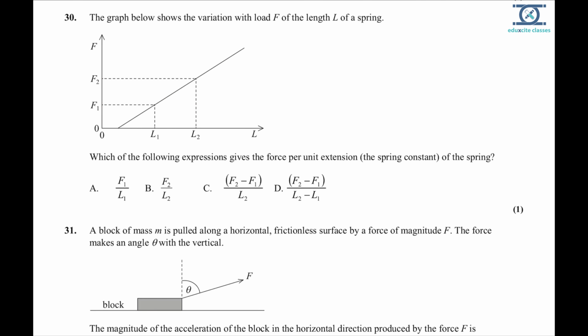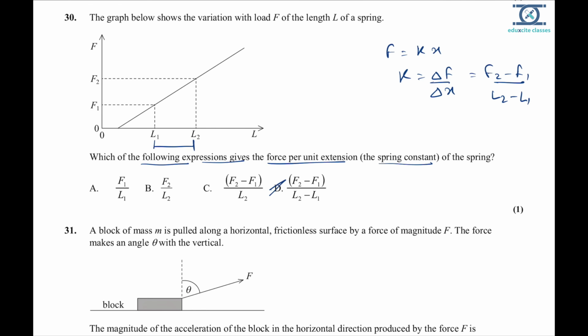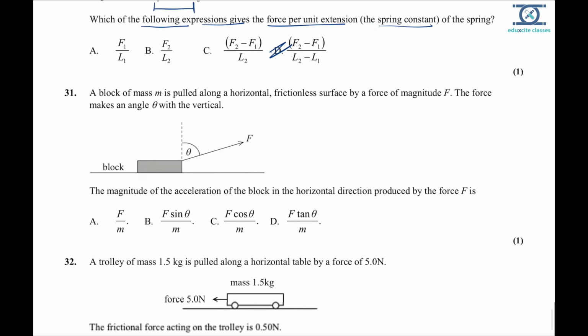Okay, now which of the following expressions gives the force per unit extension, that is the spring constant? We know that F is equal to Kx. So K is nothing but the change in force over the change in extension. So from L1 to L2, the change in force is F2 minus F1 upon L2 minus L1, which is option D. Okay, very easy.